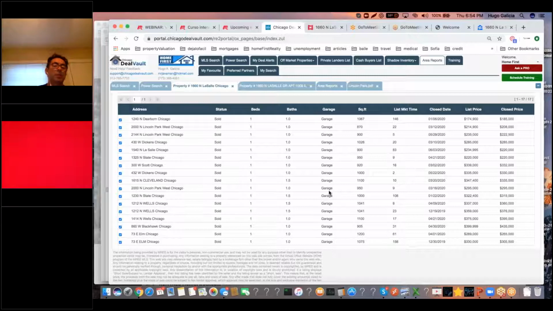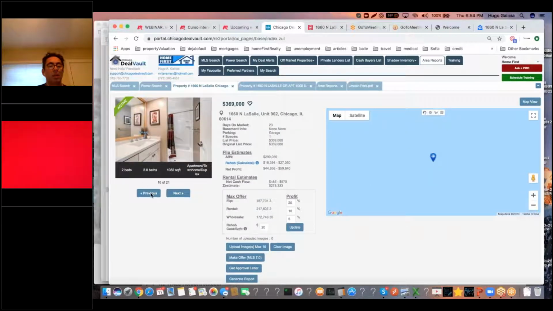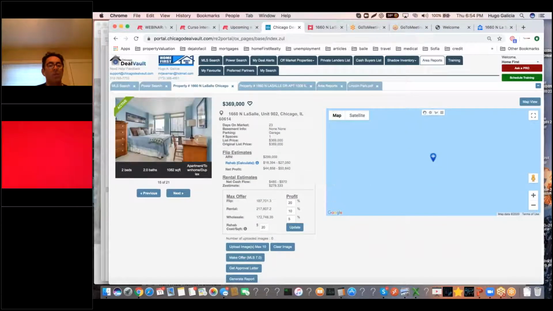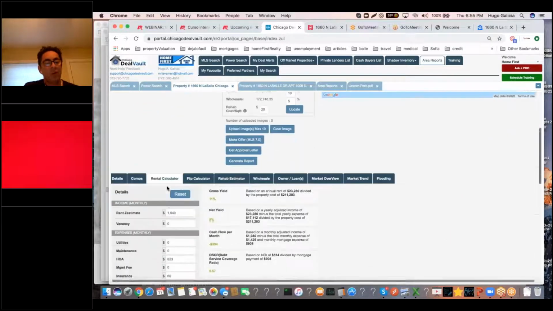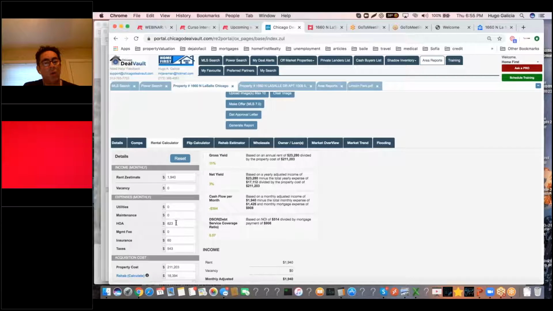But in this particular tower, in this particular building, two bedrooms are selling for 360 or so, and one bedrooms are selling for 100,000 less, so 260, 275. So this particular studio is not going to sell for more than 175. Okay, so in fact, if I go to the rental calculator, whoa, the HOA for this particular two bedroom is 800.